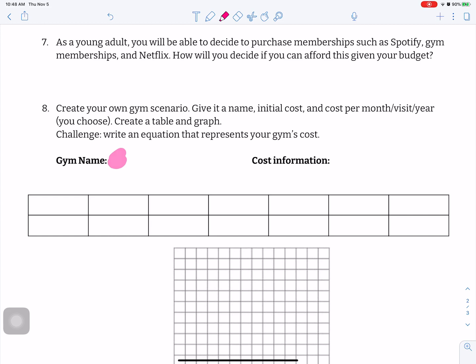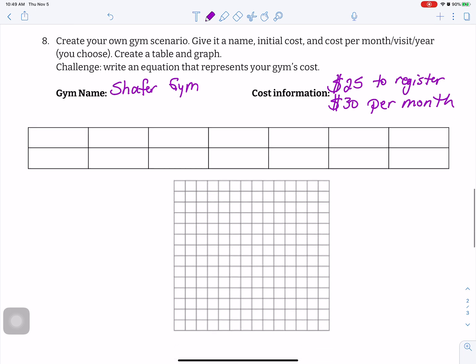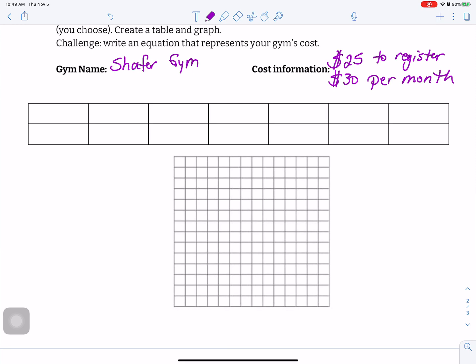So we're not going to use the highlighter. We're going to call it Schaefer Gym just because. And our cost information: you are going to pay $25 to register, and then you're going to pay $30 per month. So you only register once in your lifetime, and then the rest of the time you're paying per month. So we're going to look at, is the month going to go on my x-axis, or is my cost? And it should be months. And cost is going to go on the side. So I'm going to have this all filled out, and I'm going to have you check the answer key to see if your answers match.